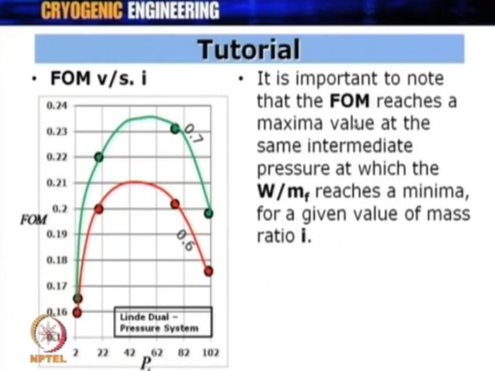It is important to note that the figure of merit reaches a maximum value at the same intermediate pressure at which W by m dot f reaches a minima for a given value of mass ratio I. This is what I just talked about.